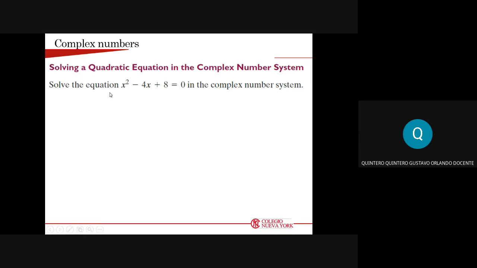All right, let's increase the difficulty a little bit more. From here, we have a quadratic equation as well. This is x squared minus 4x plus 8 equals 0. This quadratic equation is one of the ones we used to work with in the past, right? This is the way you solve this.